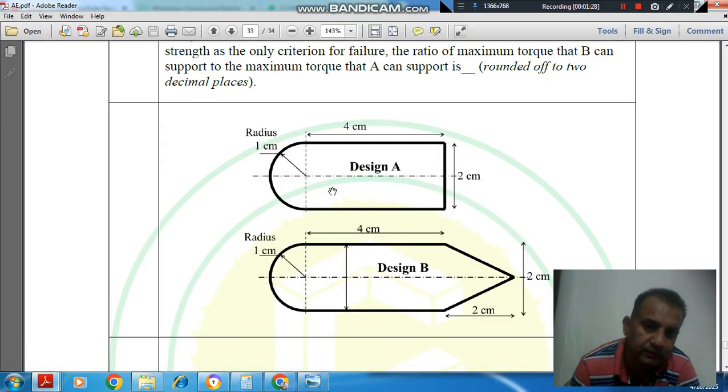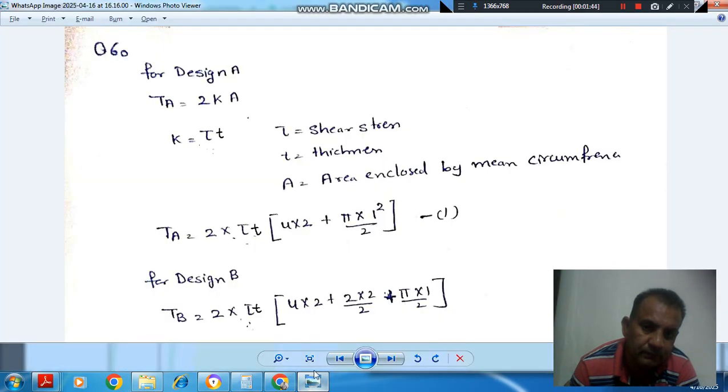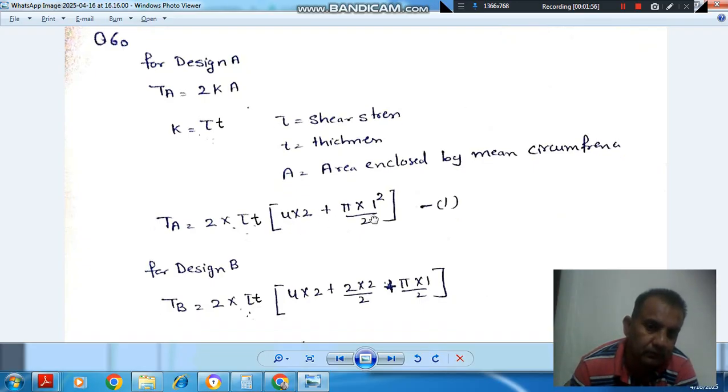So for design A, the area is the area of this rectangle plus the area of this semicircle. The area enclosed by the circumference is 4 into 2 plus pi r square by 2 for the semicircle. So that is the area. So T is 2 into K, or tau into t, times the bracket 4 into 2 plus pi r square by 2.